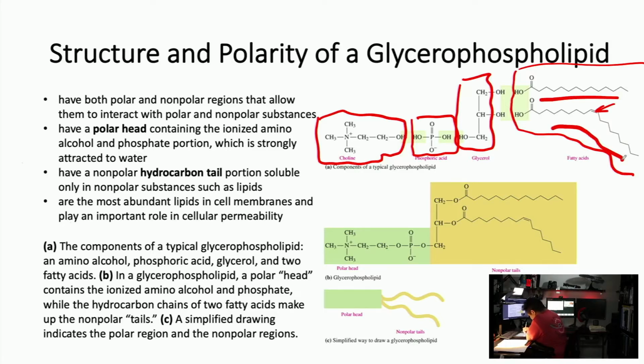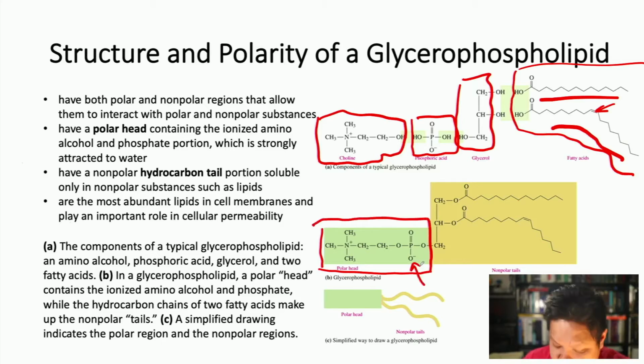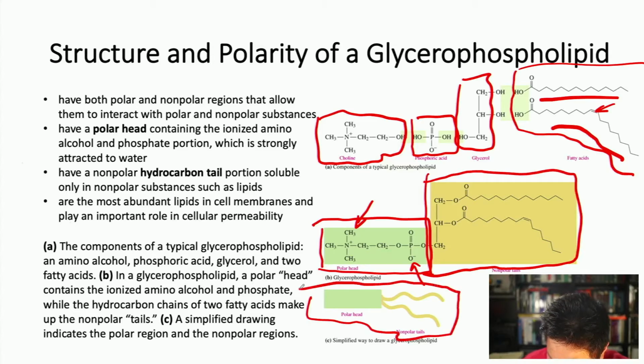So largely, though, we consider that phospholipids are composed of two parts. The polar head, polar because the phosphate here is negatively charged, and the choline here is positively charged. And then we have the nonpolar fatty acid tails. Right? Fatty acid tails. That's what that little drawing is there. So it even has little nonpolar tails for you right there.